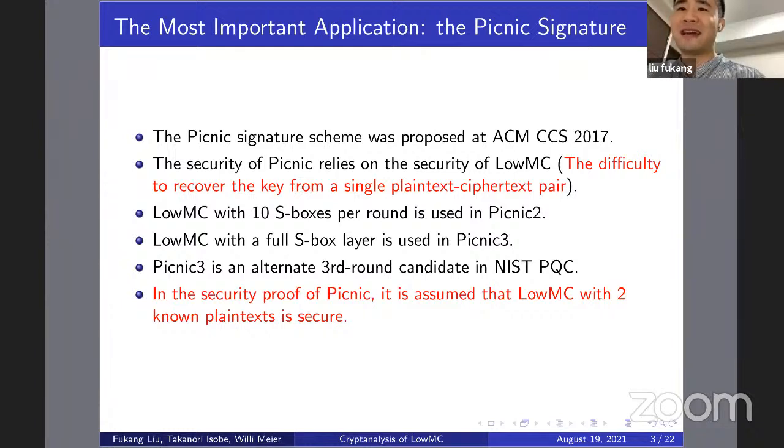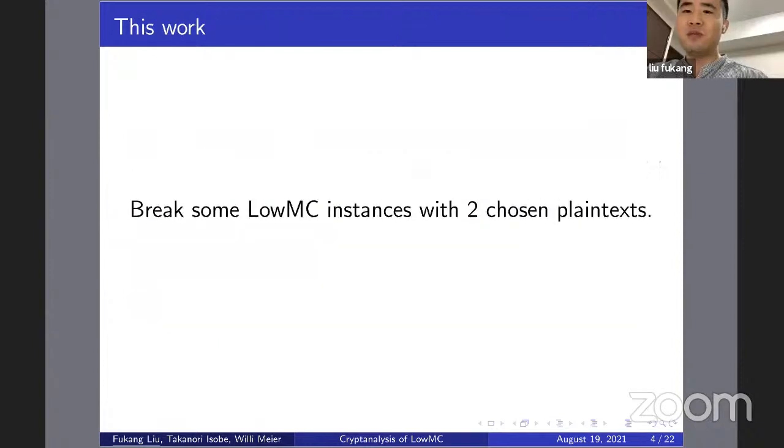Specifically, it should be difficult for an attacker to efficiently recover the key from a single plaintext-ciphertext pair of LowMC. Currently, in Picnic 3, the 4-round LowMC with a 4 S-box layer is adopted in order to reduce the verifying and signing time. In addition, Picnic 3 is an alternate 3rd-round candidate in the NIST post-quantum competition. We noticed in the security proof of Picnic that it is assumed that LowMC with 2 chosen plaintexts is secure. In this work, we will show how to break some LowMC instances with 2 chosen plaintexts.